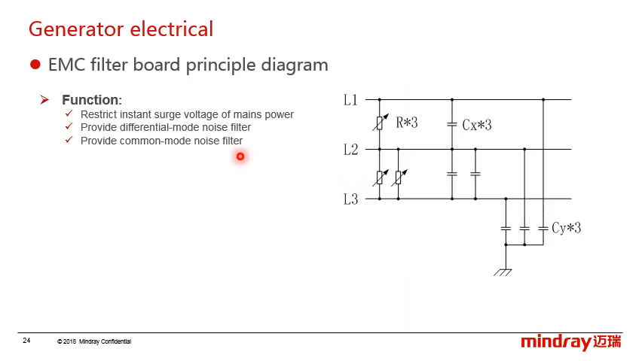Let's learn about the EMC filter board. This board mainly includes resistors and capacitors, and its function is mainly to restrict the intrinsic voltage of the main power and provide differential mode noise filtering.